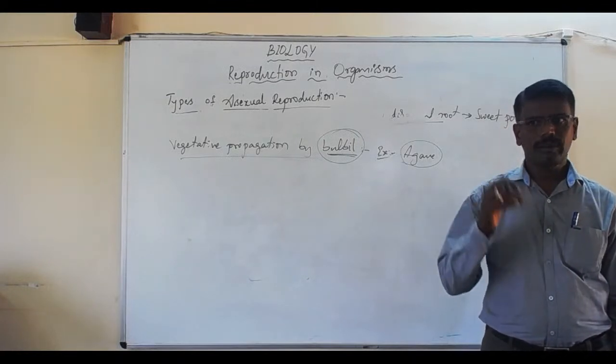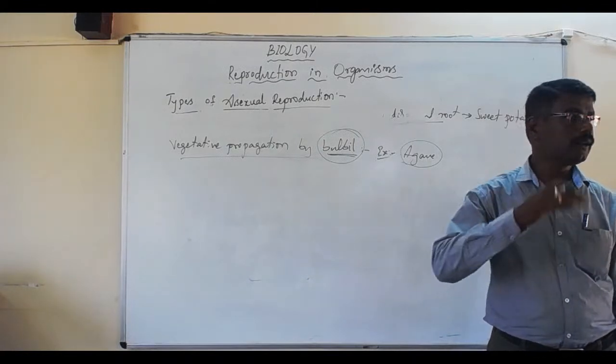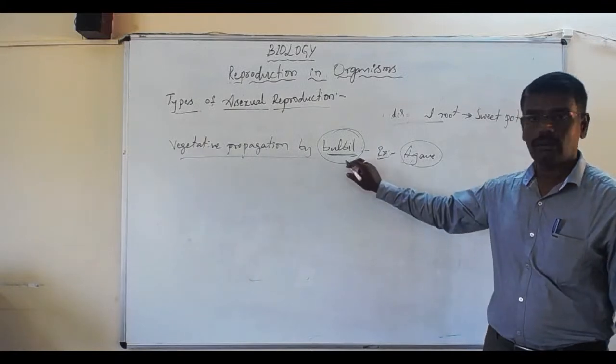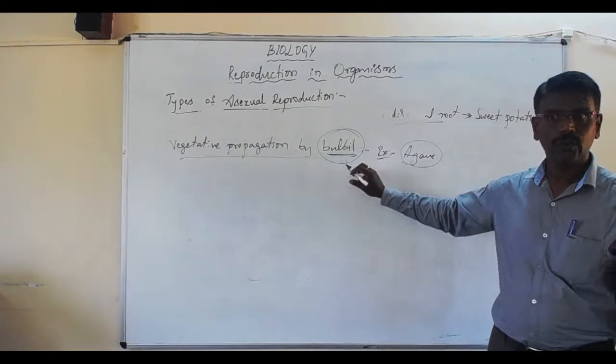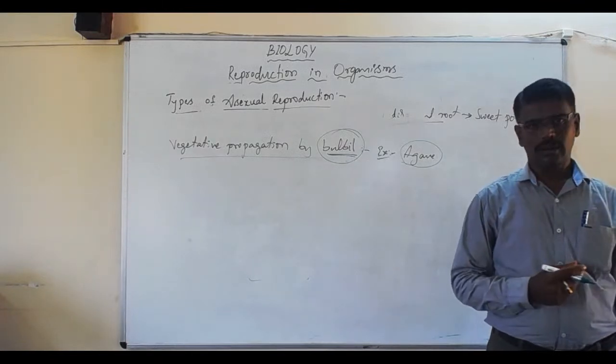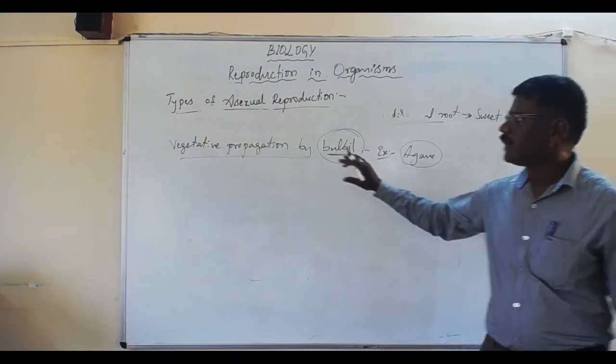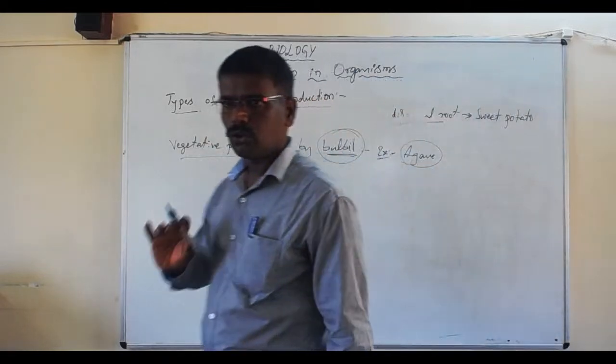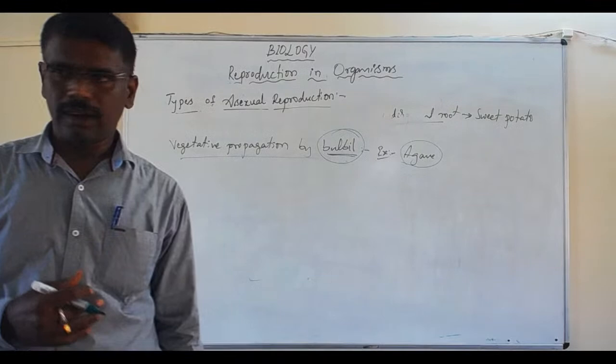So at present they wither and fall down. The structures which were called bulbils, each and every bulbil grows as a new individual. So it is vegetative reproduction or vegetative propagation in plants.